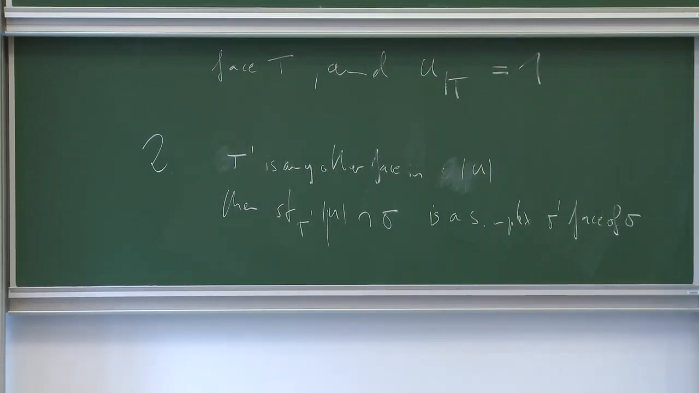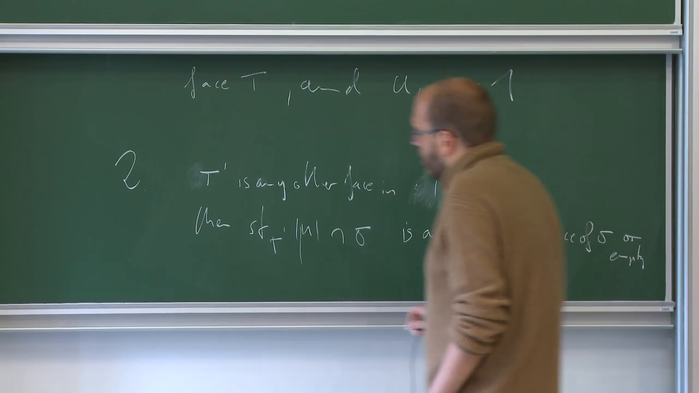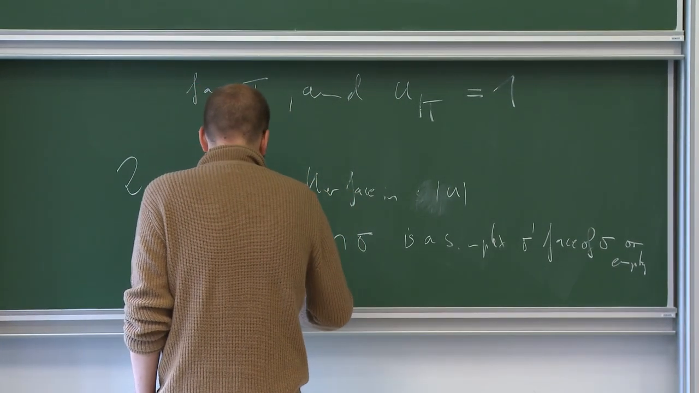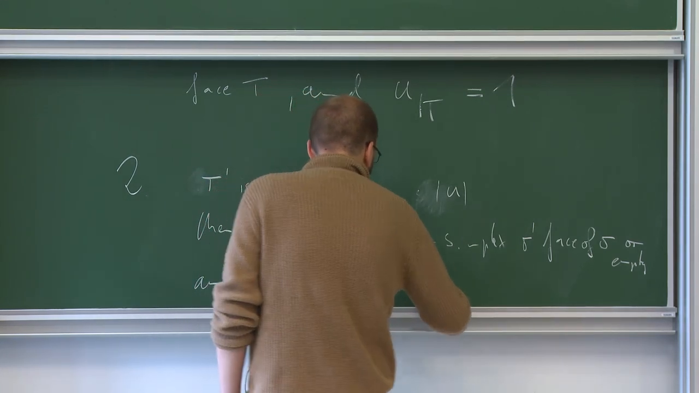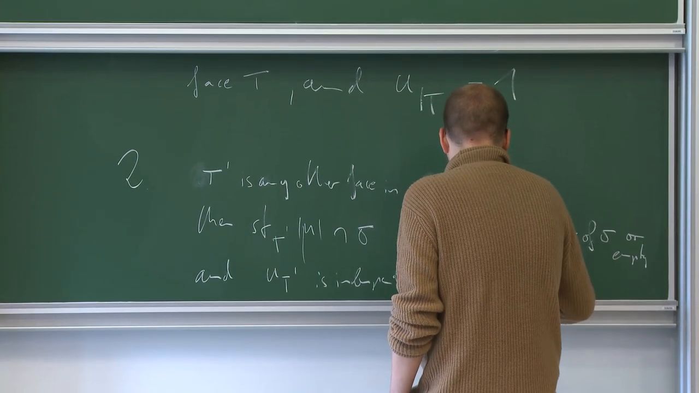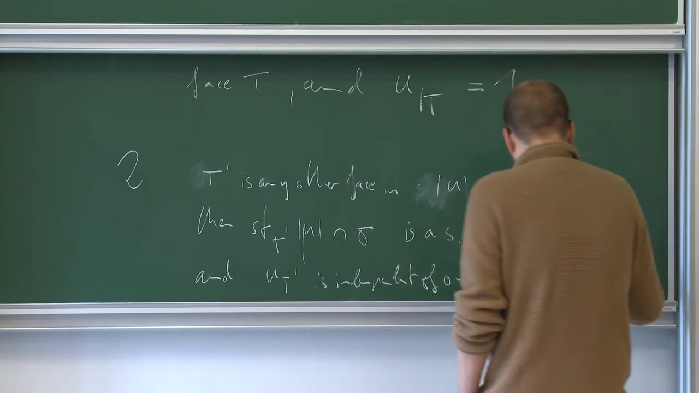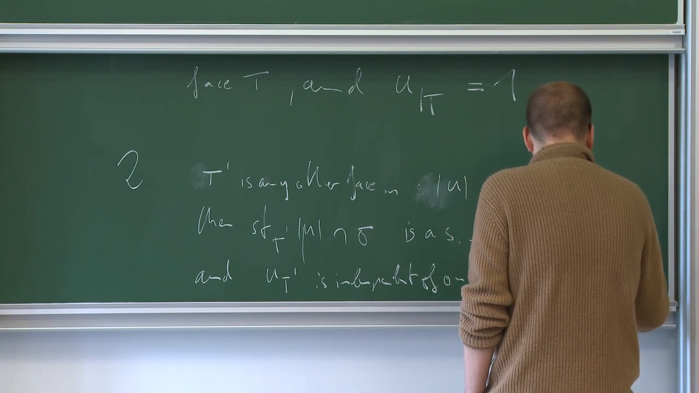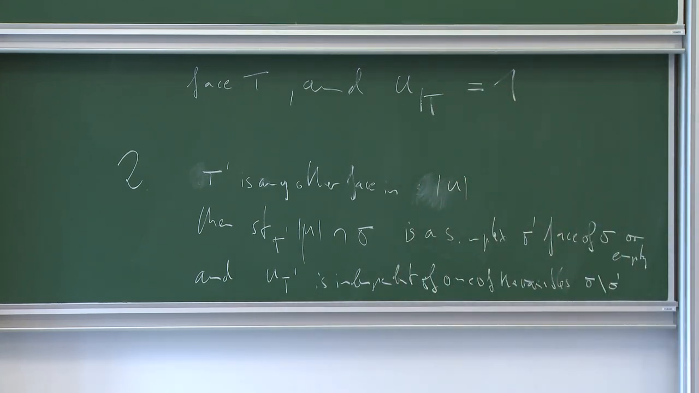And now, what do I want? Well, I want to say, is a face of sigma prime or empty? And the coefficient of u in tau prime is independent of one of the variables. Or actually, for me, it's enough that it's independent of all the variables of sigma without sigma prime. Okay, so this is my definition of compatible.